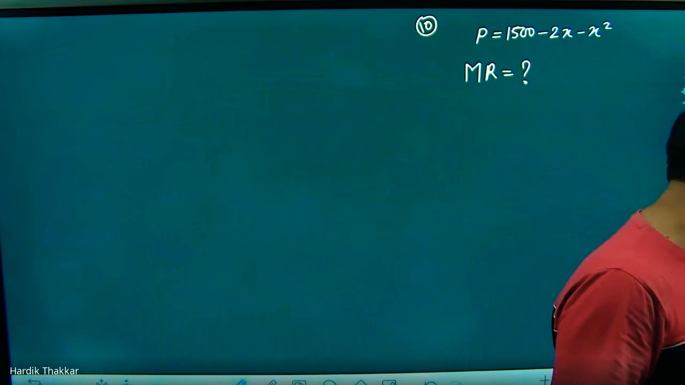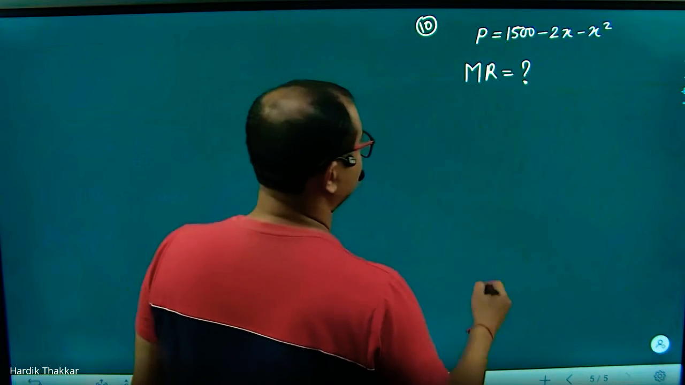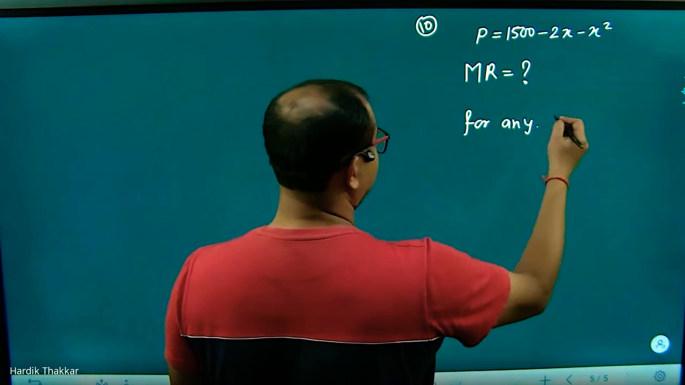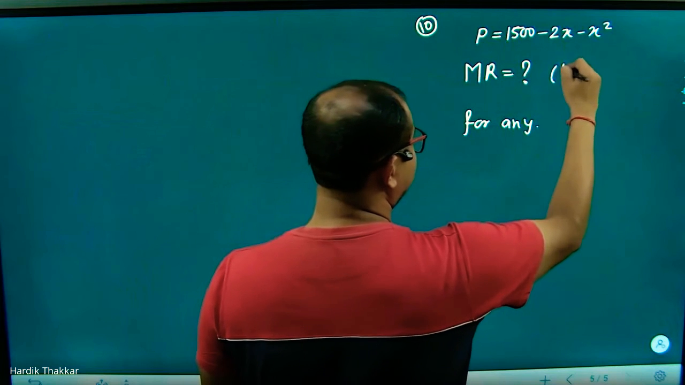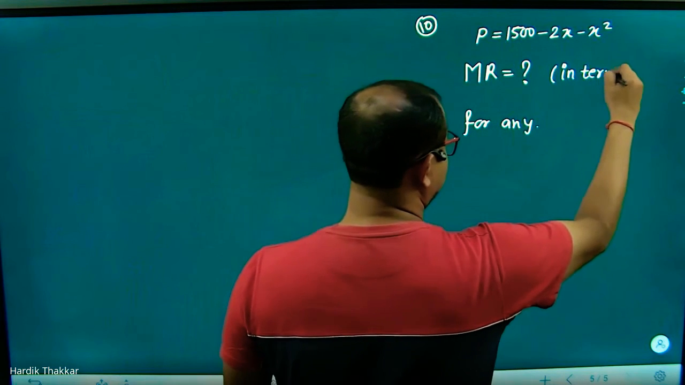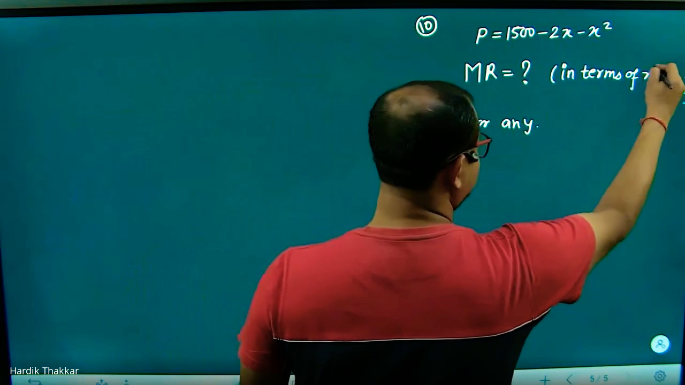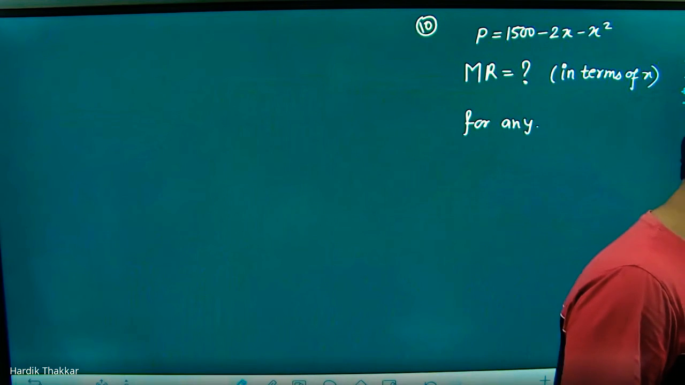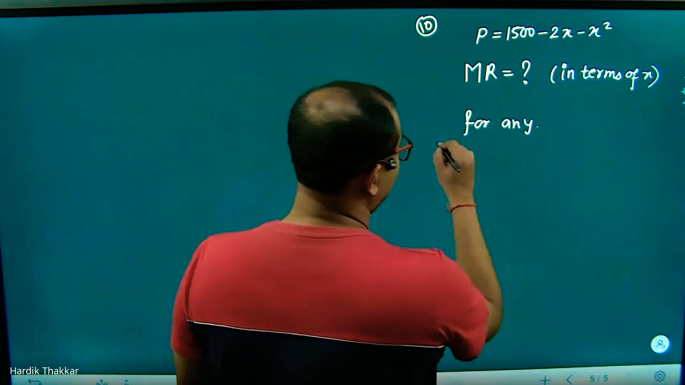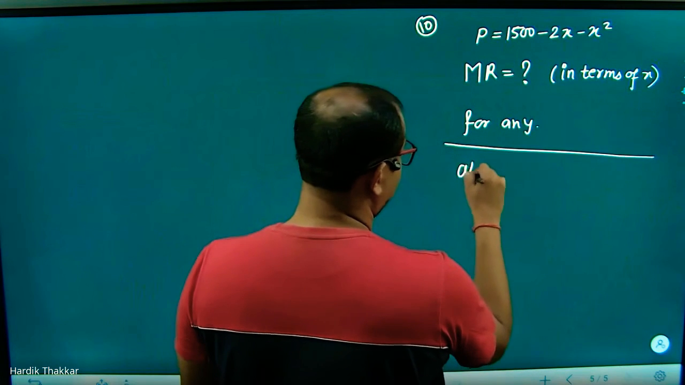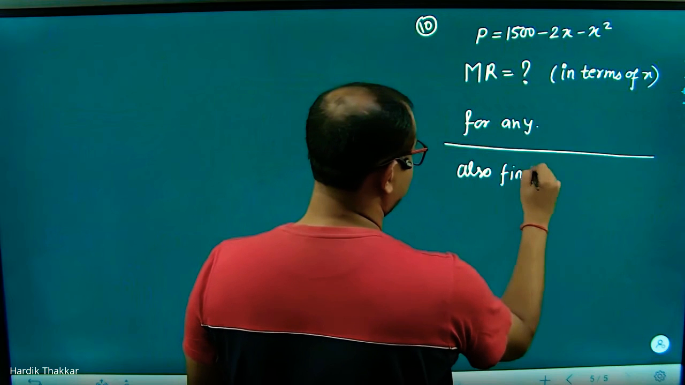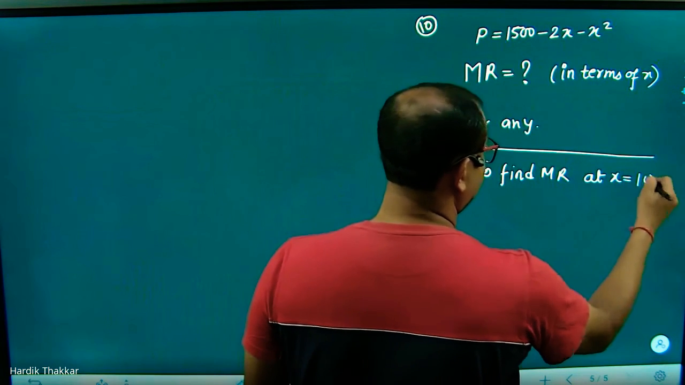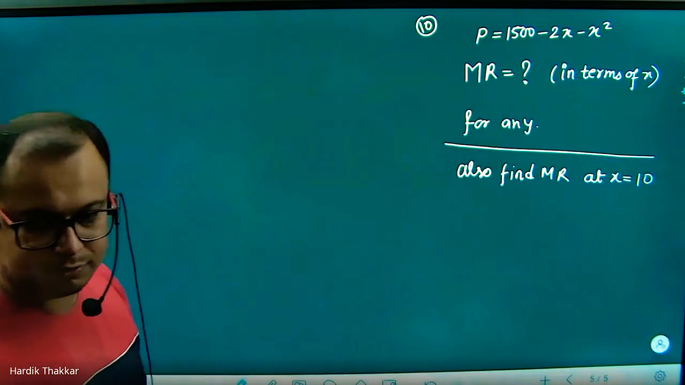For any level of output X, for any value of X, you have to find MR. It will be in terms of X actually. Further, also find the MR when X is equal to 10. Okay, question is clear to all?